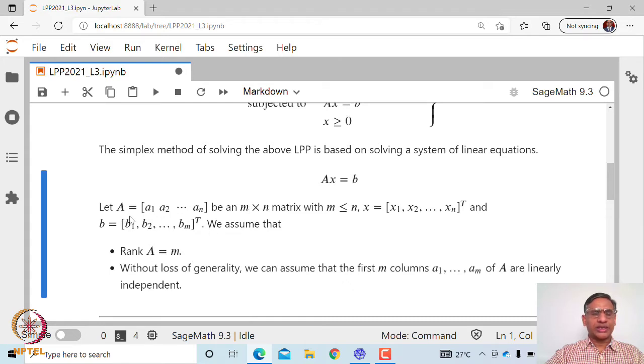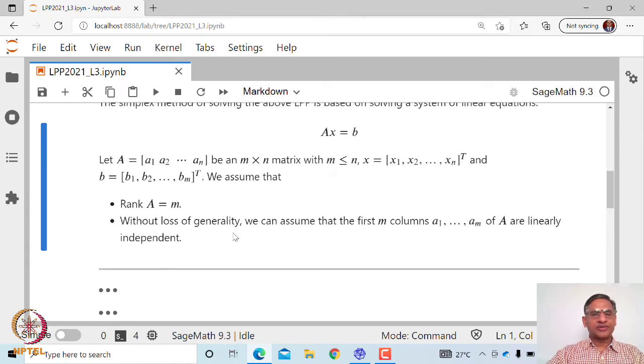Right. So as I said, we are making the assumption that rank of A is m. Let us also write A as the column matrix A1, A2, ..., An. So A1 is the first column of A, A2 is the second column of A, and so on. And the number of constraints is less than or equal to the number of variables, so that the system Ax equal to b may have infinitely many solutions. Now x is a column vector x1, x2, ..., xn, and b is also a column vector b1, b2, ..., bm. We are assuming that b is non-negative, that is all of b1, b2, ..., bm are non-negative.